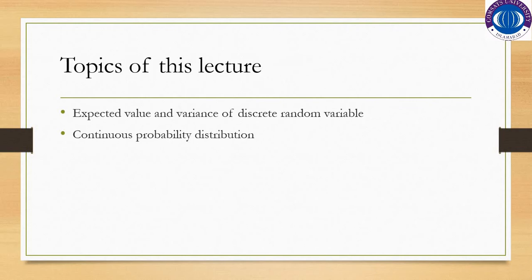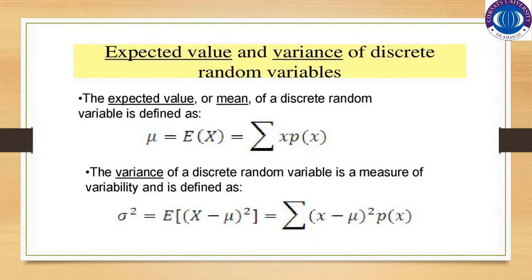In today's lecture, we are going to cover expected value and variance of discrete random variables and continuous probability distribution. Expected value and variance of discrete random variables. We already know that whenever we can count something, it is discrete, and the variable is something which is not fixed, like number of sales, number of phone calls, number of students in a class. All these are discrete random variables. How can we find out the expected value and variance of the discrete random variable?